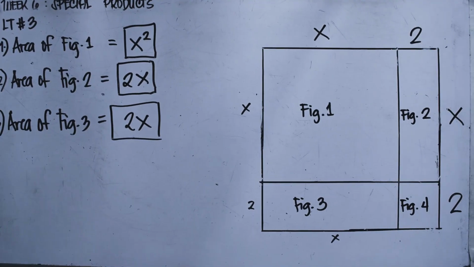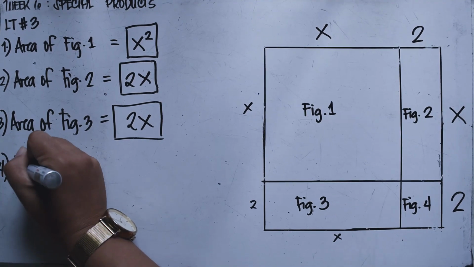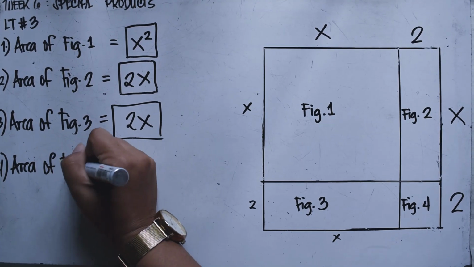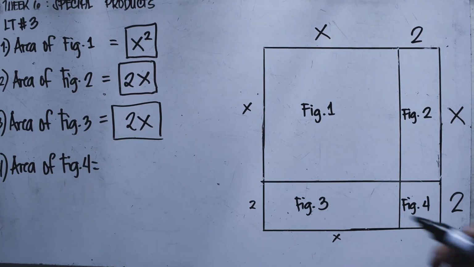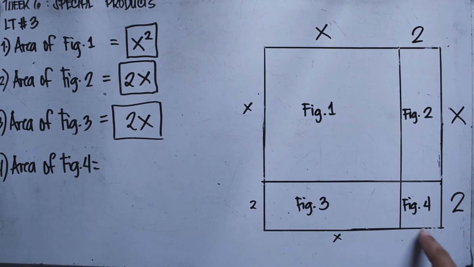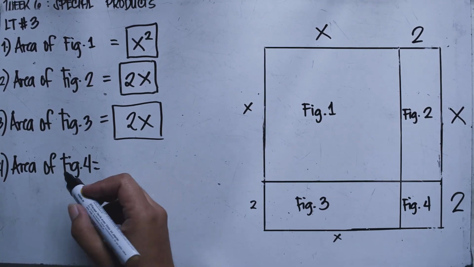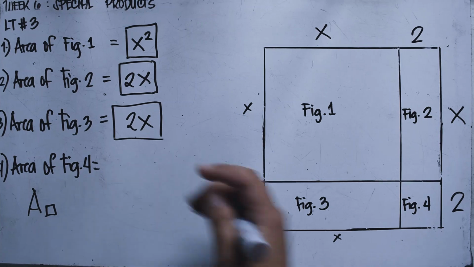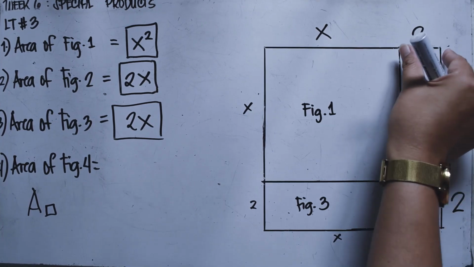So number 4 na agad tayo. So number 4 ang hinahanap is area din of figure 4 naman. So figure 4 nasan yun? So ito si figure 4, 'di ba? So ito siya. So ang figure 4 natin, ang sukat nito ay 2. So therefore, ang area since yan ay ano din yan, 'di ba? Square din kasi ito daw ang sukat nito, opposite.